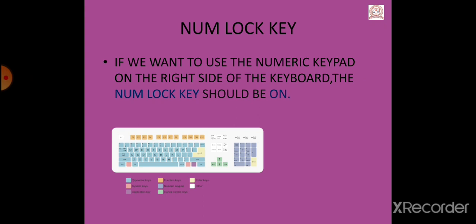Next, let's move to num lock key. It is called numerical lock key. If we want to use the numeric keypad on the right side of the keyboard, then num lock key should be on. We all know there are two number keys on keyboard. One is above the alphabet keys and the other is on the right side of the keyboard. So, if we want to use the numeric keypad on the right side, then num lock key should be on.